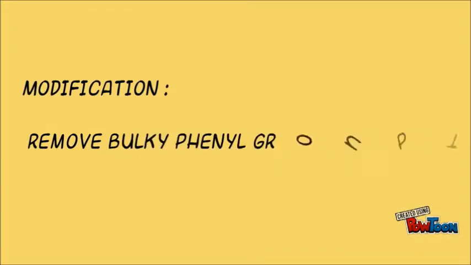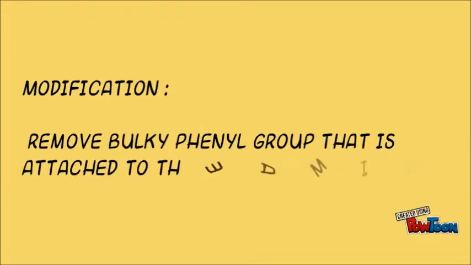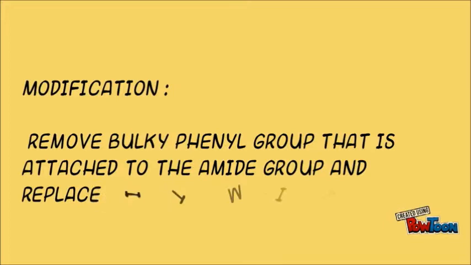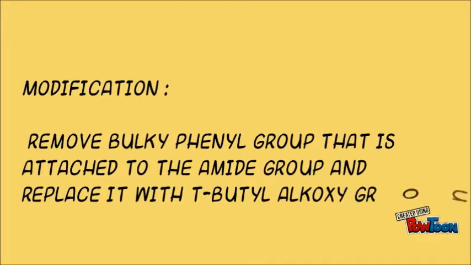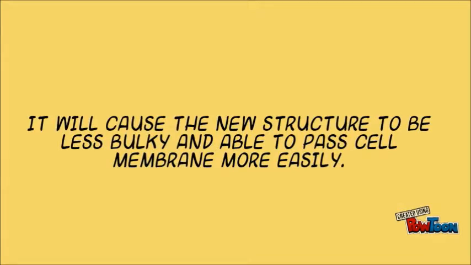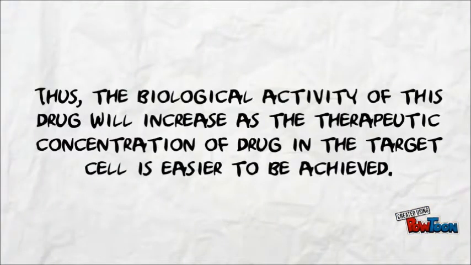The modification of drug B is made by removing bulky phenyl group attached to the amide group and replacing it with t-butyl alkoxy group. This causes the new structure to be less bulky and able to pass cell membrane more easily. Thus, the biological activity of this drug will increase as the therapeutic concentration of drug in the target cell is easier to be achieved.